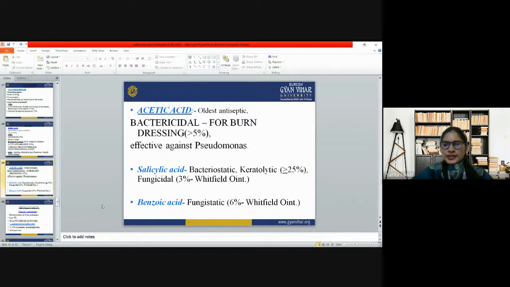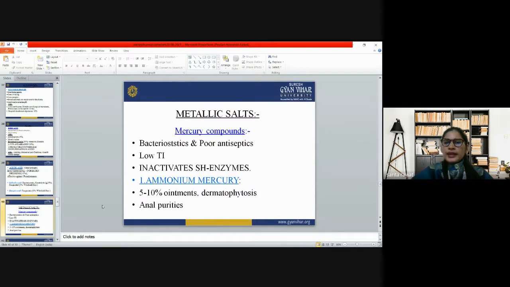Now, acetic acid. It is the oldest antiseptic we have, and it is effective against pseudomonas. And salicylic acid we have. Salicylic acid is bacteriostatic, and benzoic acid is fungistatic. Now, metallic salt. Metallic salt includes mercury compounds.